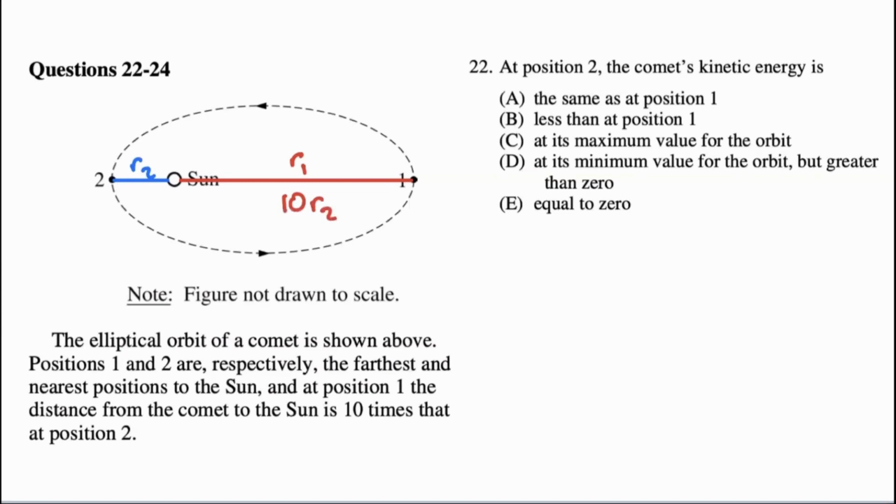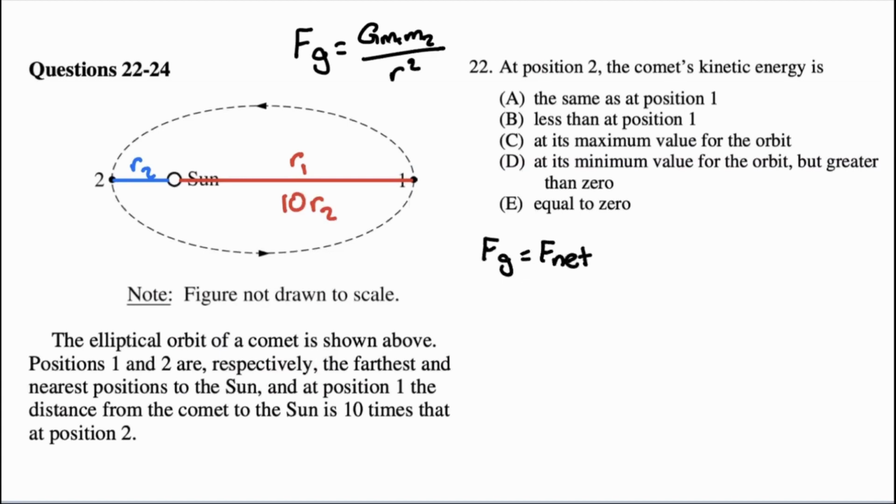So at position 2, the comet's kinetic energy is. So before we look at kinetic energy, I actually just want to focus on gravitational potential energy right now. And that's given by G m1 m2 over r squared. So we can assume that gravitational potential energy is the only force that's present. So we can say that Fg is equal to F net.